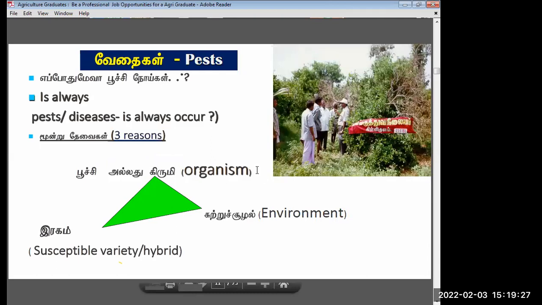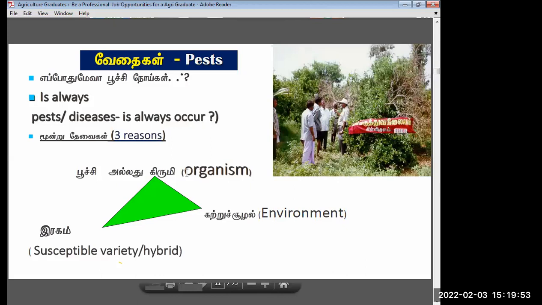Next, the pest is any organism which is harmful to man. A pest does not occur always. It requires three points. For example, if you have a headache, it needs three points. We must be susceptible to that headache, first point. Second, we might have traveled in a hot sun for a long time. That is an environmental effect.